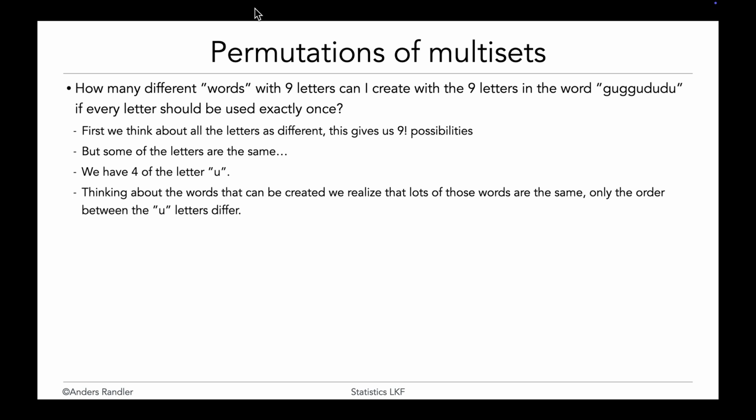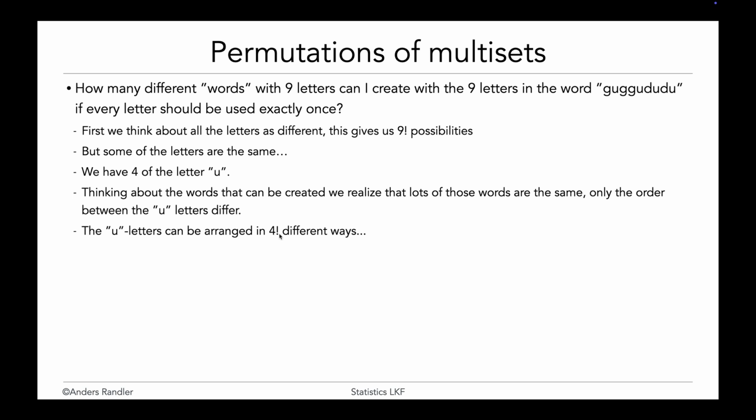The only thing that will differ would be the order between the different U's. So you could, for instance, set tags on the U's like U1, U2, U3, U4. But in the end, when you create these words, you realize that regardless of the order between the U's, it will still be the same word. In how many ways can they then be reorganized? Well, obviously, because there's 4 of them, it's 4 factorial.